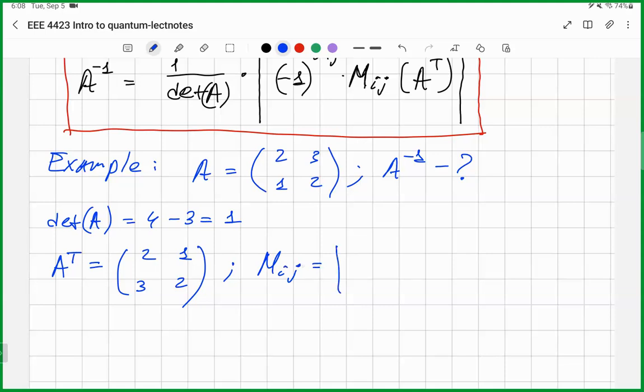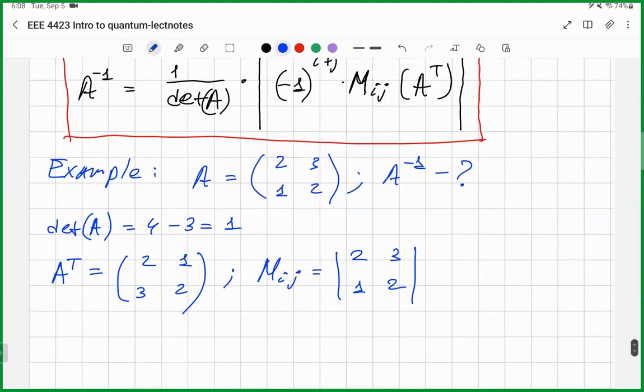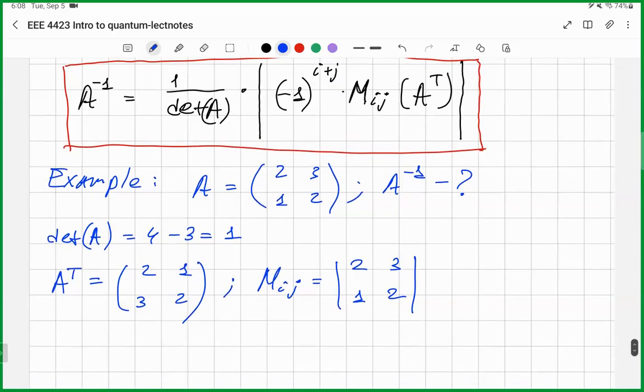So the first component here is 2. We cross out the first row and the first column, and we get the element 2. Then for the element 1, we get minor 3. Then for the element 3, we get the minor 1. And finally, for the 2, we get the minor 2. This is the matrix of the minors. And finally, we just need to combine everything.